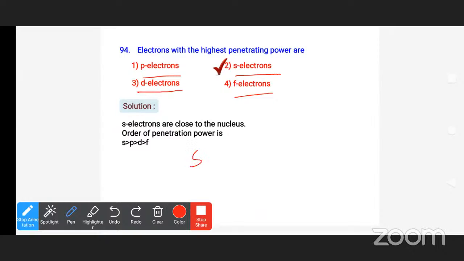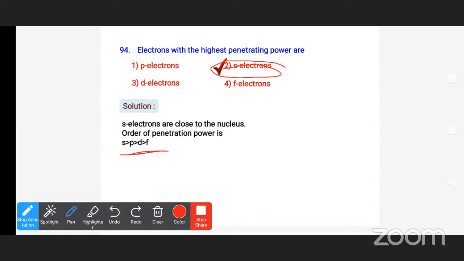So S is greater than P, P is greater than D, D is greater than F. Electrons are close to the nucleus, and the order of penetrating power is S > P > D > F. Therefore, the S electron has the highest penetrating power of the orbitals.